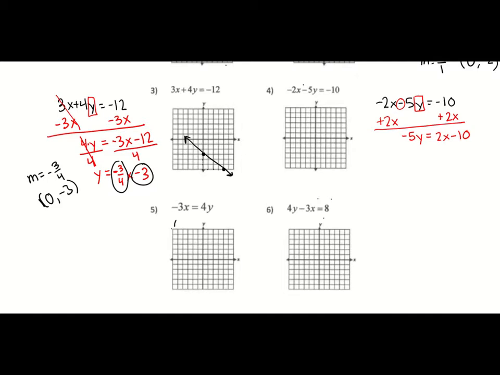Then to get rid of my negative 5, I have negative 5 times y, so I'm going to divide both sides by negative 5. I get y equals, we have 2 divided by a negative 5 gives me negative 2/5. And a negative 10 divided by a negative 5 gives me positive 2.